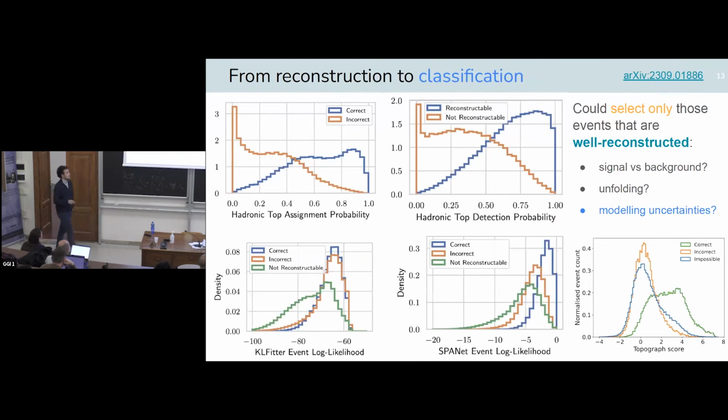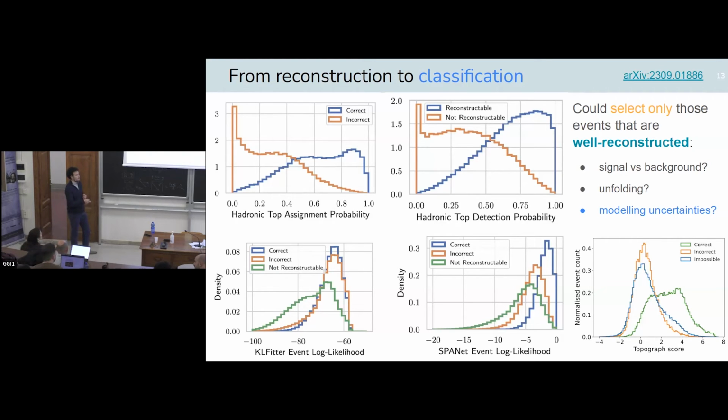I will just skip it for now. You can ask me later if you want. What I want to point out here is that these machine learning models give you probabilistic outputs that look like probabilities, and therefore you could use them to move from reconstruction to classification. So here, we're looking at multiple ways that SPANET can actually tell you about the quality of the event that you had. Did you find the correct solution?